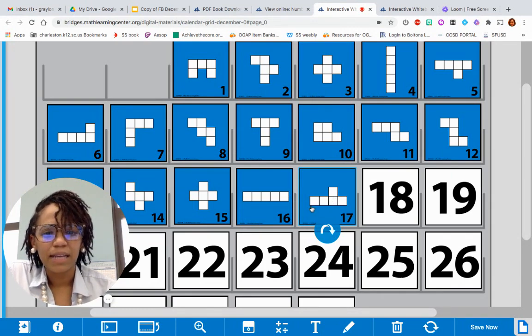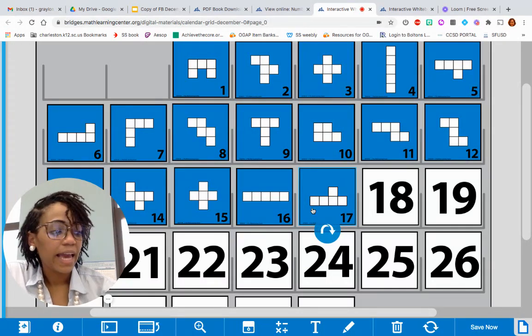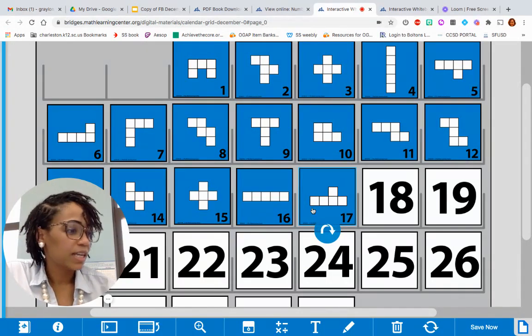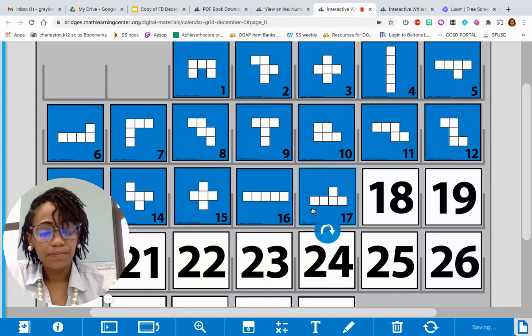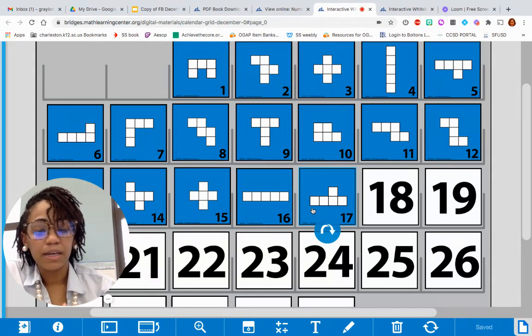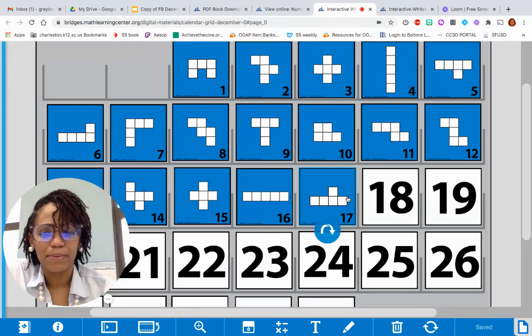Let's see how many sides it has. 1 side, 2, 3, 4, 5, 6, 7, 8 sides. So for today's shape, we have 5 square units. We have 8 sides, and let's see what our perimeter is. 2, 3, 4, 5, 6, 7, 8, 9, 10, 11, 12. So our perimeter is 12.